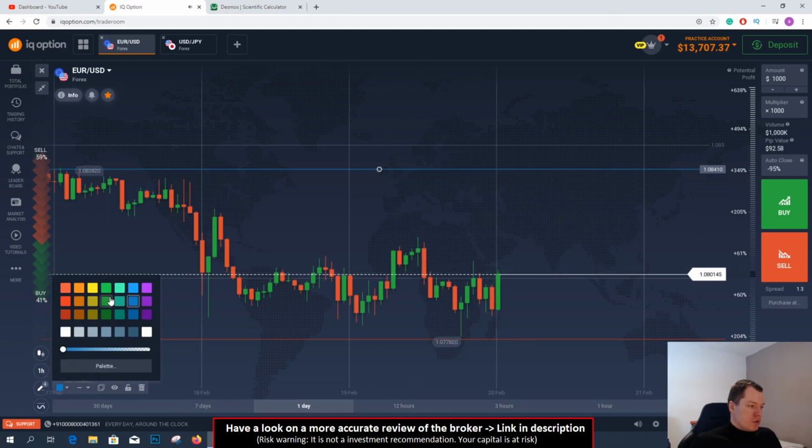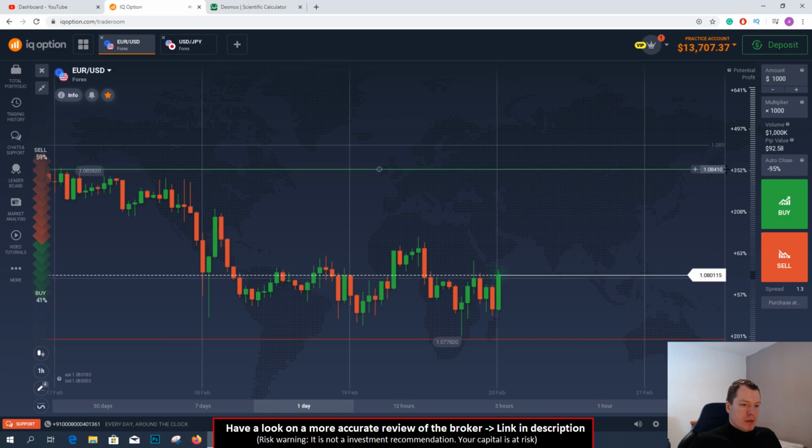And I will make this green. Okay, my take profit would be here. So I want to invest 1,000 US dollars, but I only want to risk like 500 US dollars.